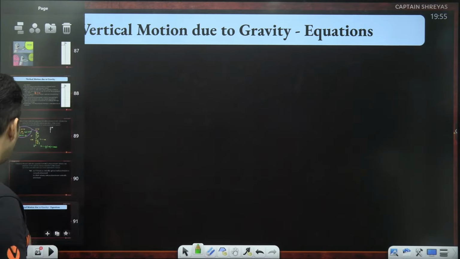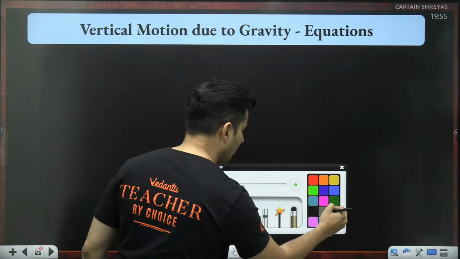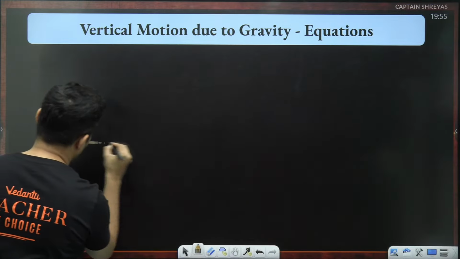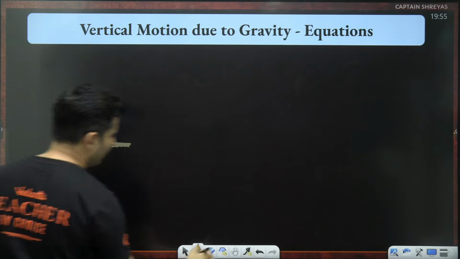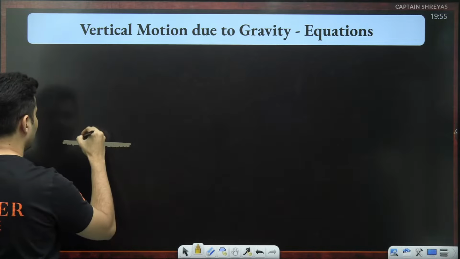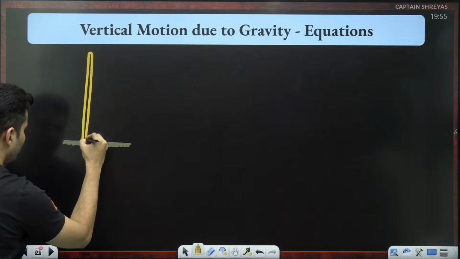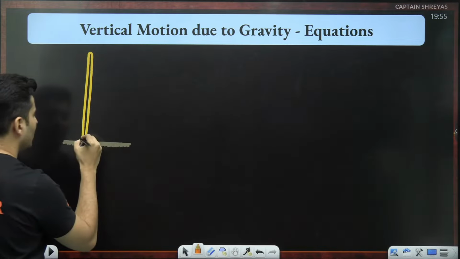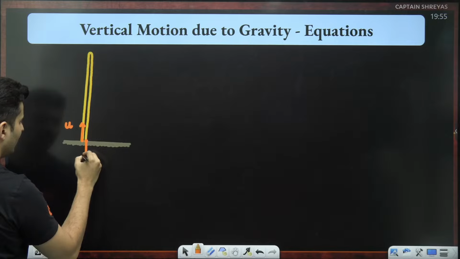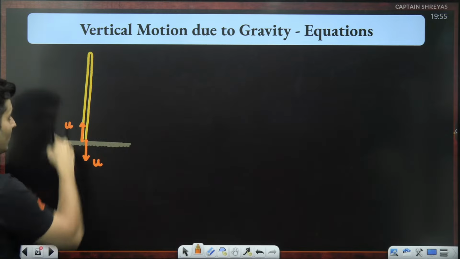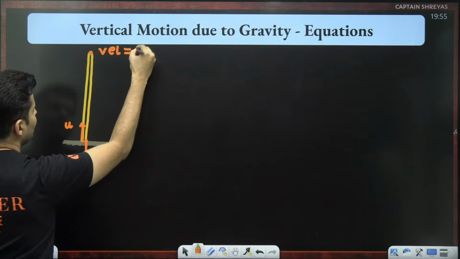So now let's see the equations of vertical motion under gravity. First of all, let me draw our ground surface, our horizontal level from which we are going to throw that particle. It's going to go up till it stops and comes back right over here. You are throwing it with some speed u. When it hits the ground, it will hit with the same speed u because of symmetry. At the topmost point, the velocity will be 0.